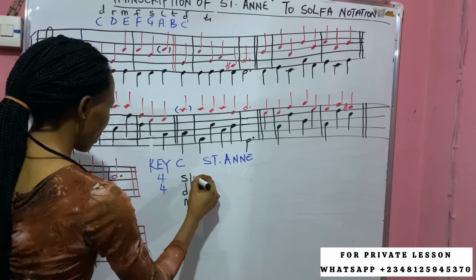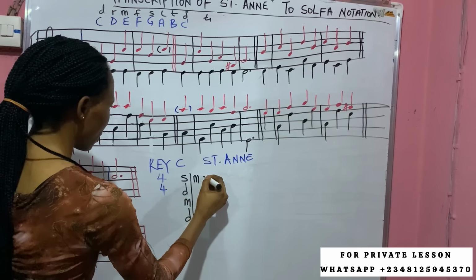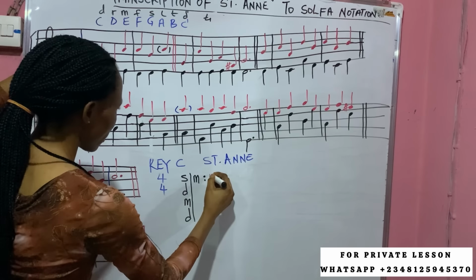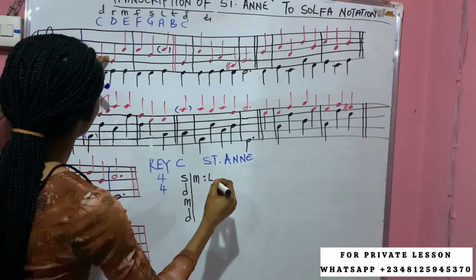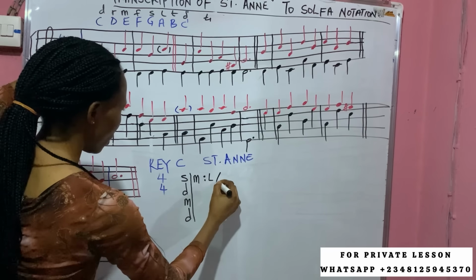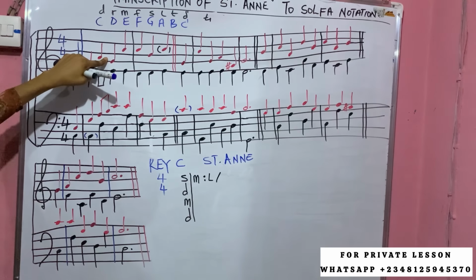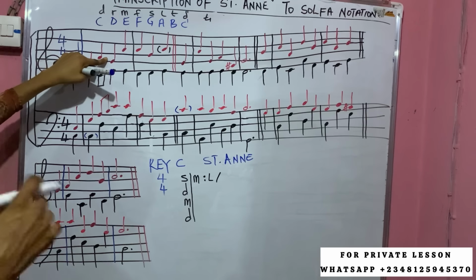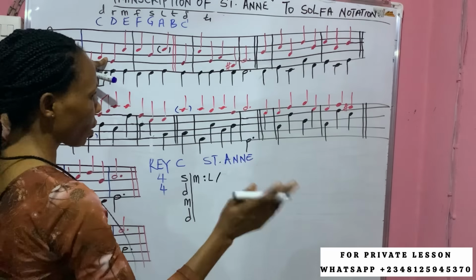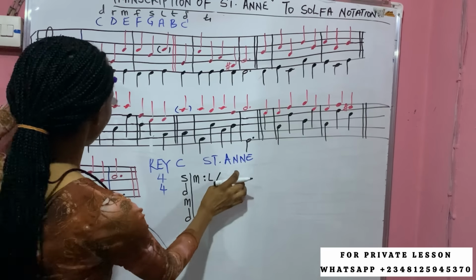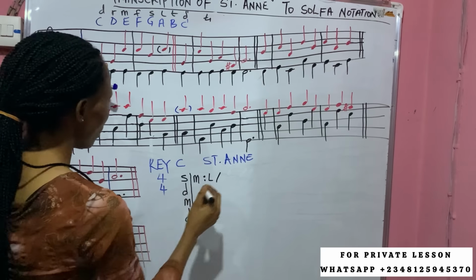E is Mi, right? And then A is La. And then G, you see, you rhythmically divide the bar. Now I'm going to use another style. I've divided the bar now to show that this part has 2 beats. This part will also have 2 beats. Now G is So, right?